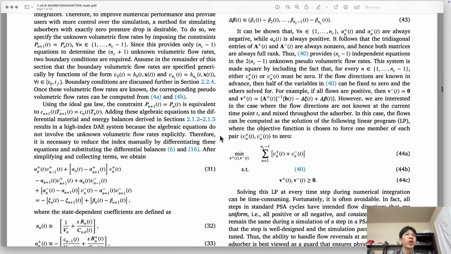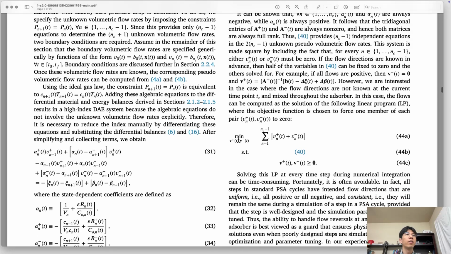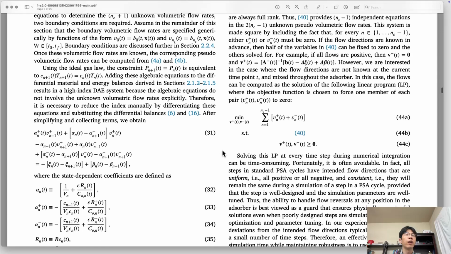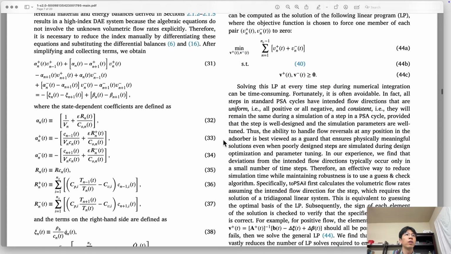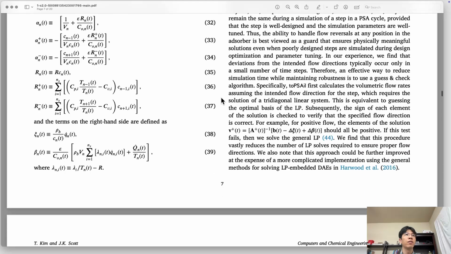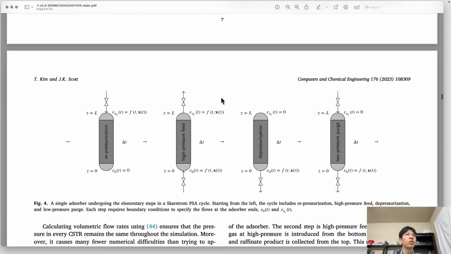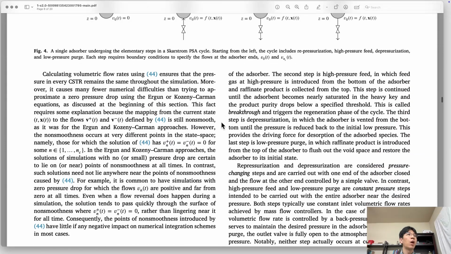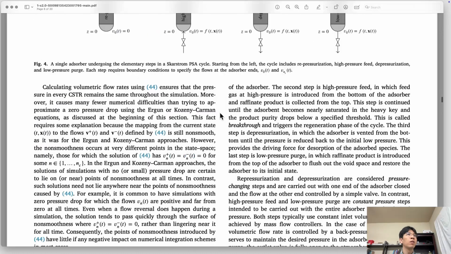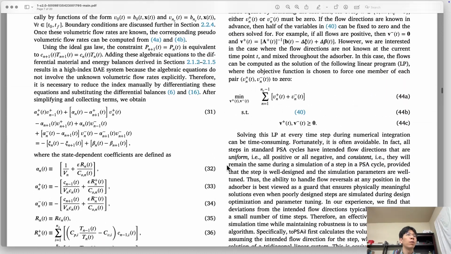With that, the general formulation would be solving a linear program. By solving this linear program, we're able to determine all the pseudo-volumetric flow rates in our CSTRs in series model. However, as you can imagine, solving these types of linear programs at each time point during numerical integration is computationally intense, so we need an alternate approach. These alternate approaches are discussed in this paper. Especially, we developed a guess and check algorithm so that we only solve this linear program when necessary.